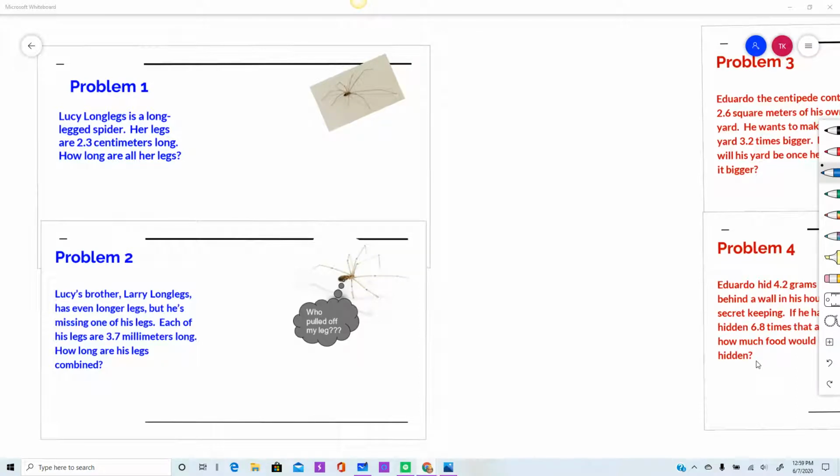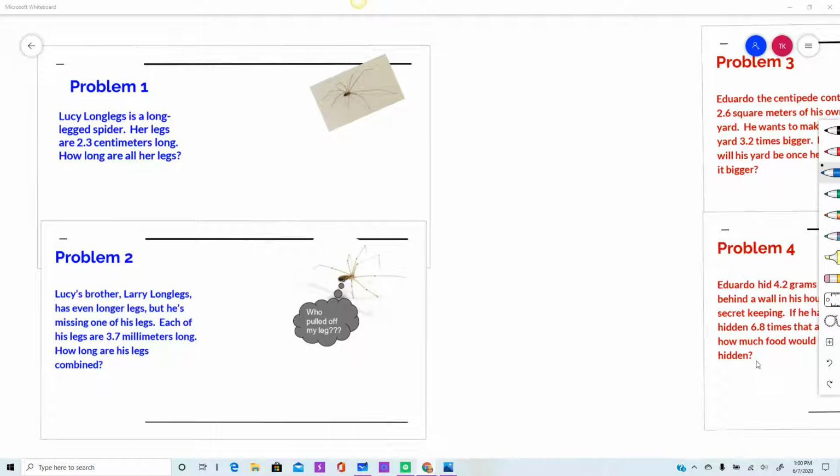Hi guys, this is last week's lesson on multiplying decimals. I'm just going to review the PowerPoint that I had done through class so that you can have this for your notes. So let's look at problem 1.